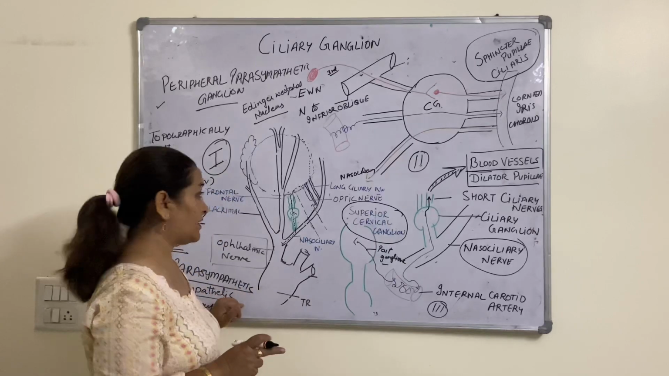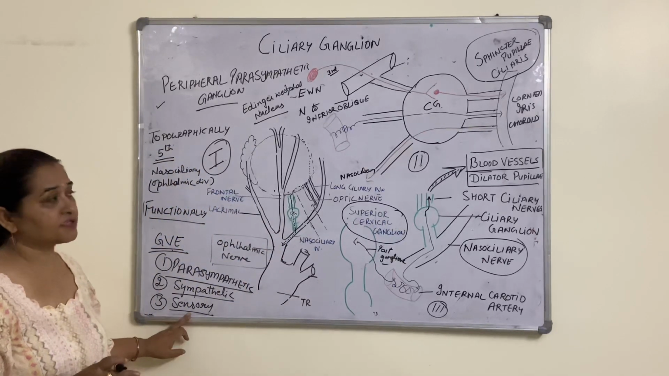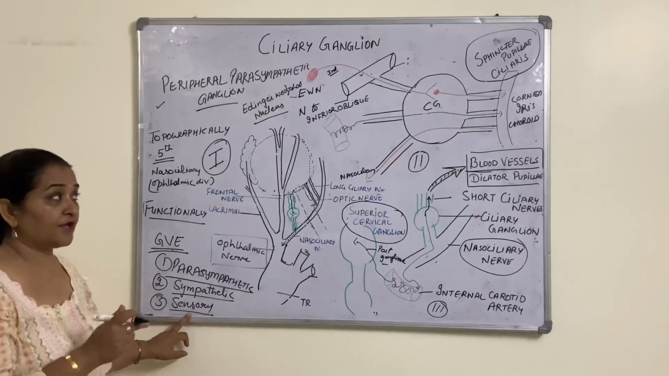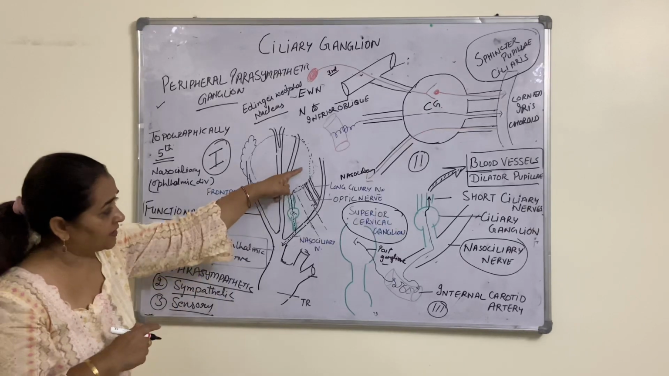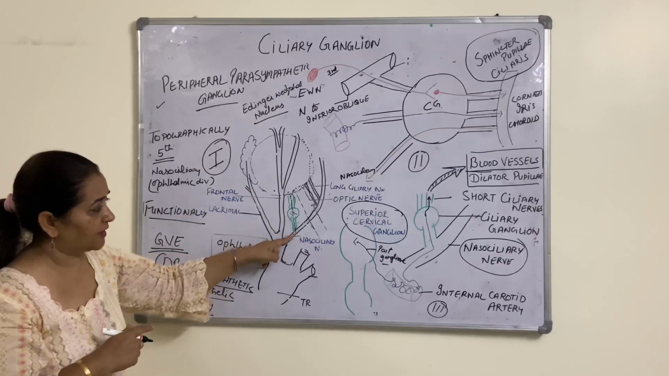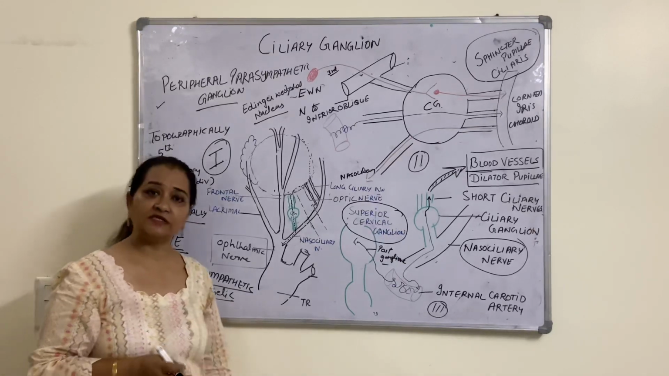So sympathetic is meant for the blood vessels of the eyeball and sometimes the dilator pupillae, and sensory fibers carry the general sensation from the cornea, iris and choroid to the higher center, and ultimately they enter the short ciliary nerve, the ciliary ganglion, and go to the higher center. So this is all about the ciliary ganglion.